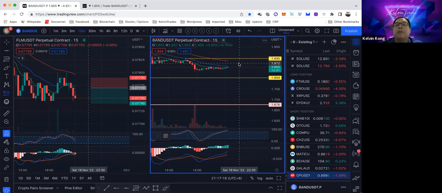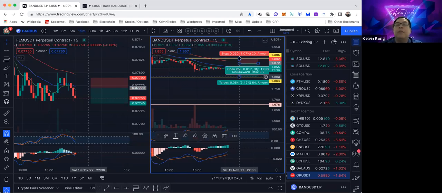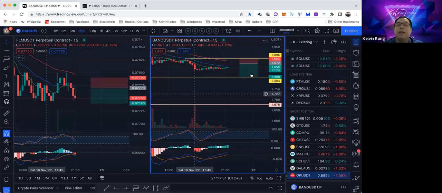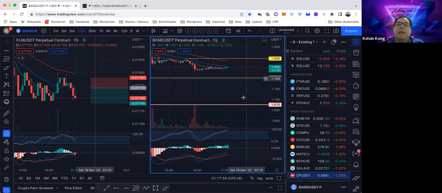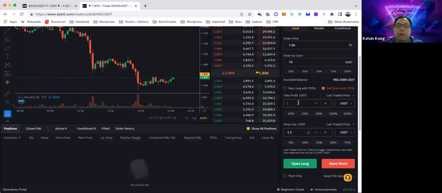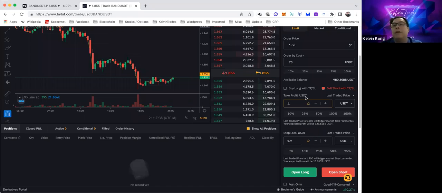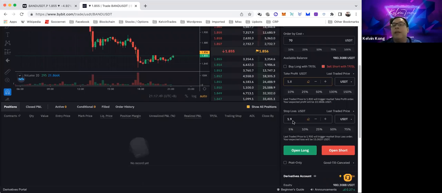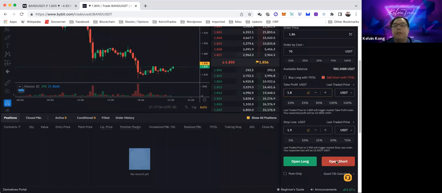Okay, assuming our entry is here, 1.8 here. Stop loss here. So definitely the risk to reward ratio is 1.5. Good, can trade. Worth the risk tonight. Okay, so take profit 1.8. First order: entry price 1.6, cost 70, take profit 1.8, stop loss 1.9. Open a short position.